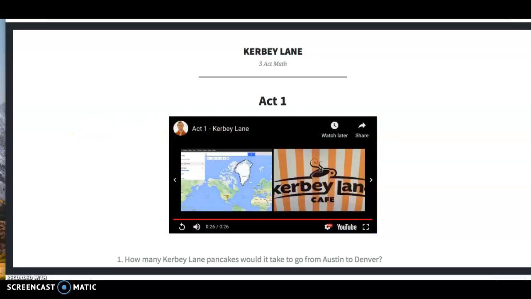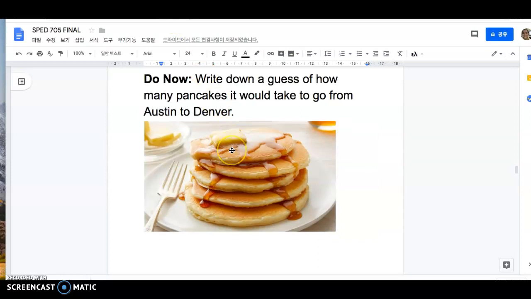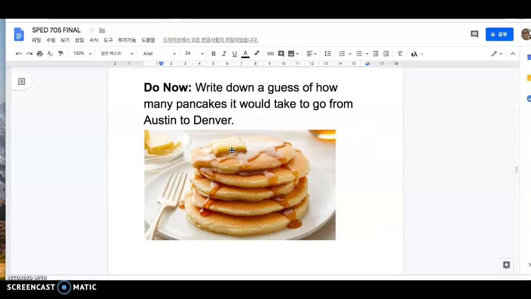All right, so what I'm going to get you to do right now is write down a guess of how many pancakes you think it would take to go from Austin to Denver.